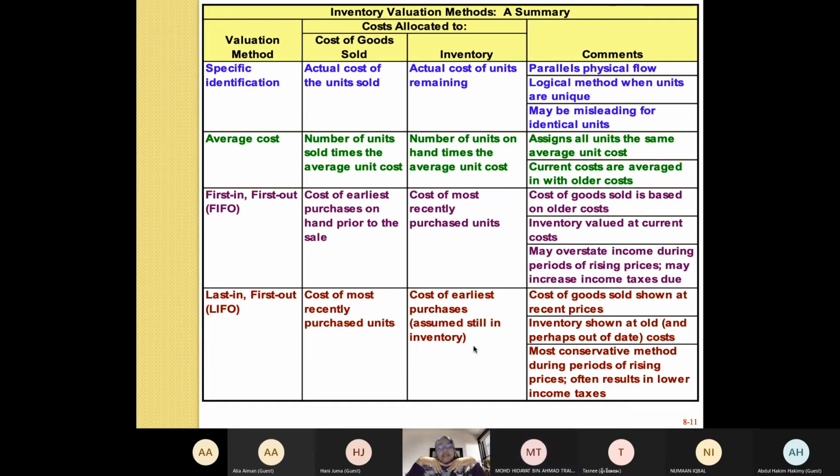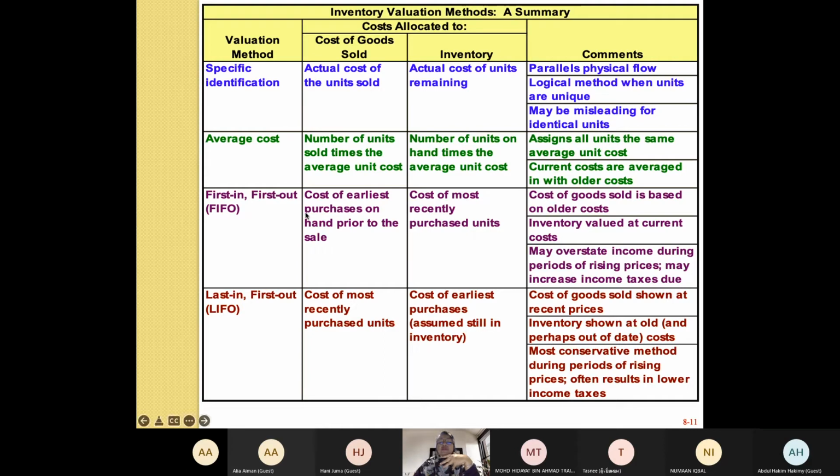Increase. Yeah, price always increases over time, right? Under normal circumstances, we have inflation. So price increases. When you use FIFO, you are going to use as your COGS the first item that you purchased as your cost of goods sold. So the cost of the earliest purchase on hand is your cost of goods sold, and your closing inventory will be the cost of the most recently purchased.